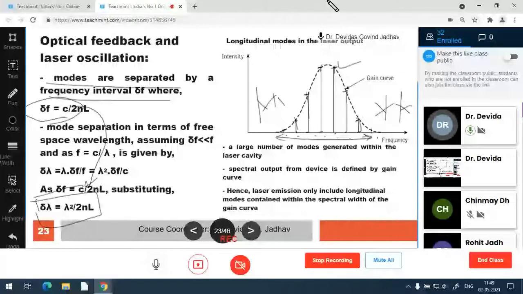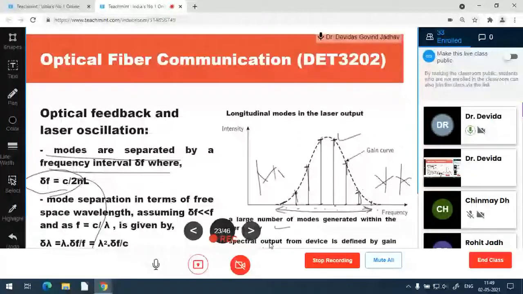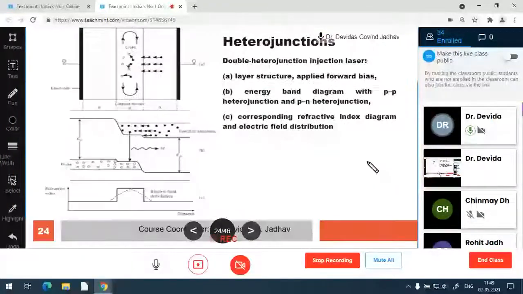A large number of modes are generated within the laser cavity. The spectral output from the device is defined by the gain curve. Even though a large number of modes are there, the output is decided by the gain curve. Hence, the laser emission only includes the longitudinal modes contained within the spectral width of the gain curve. So only within the gain curve do the longitudinal modes exist.